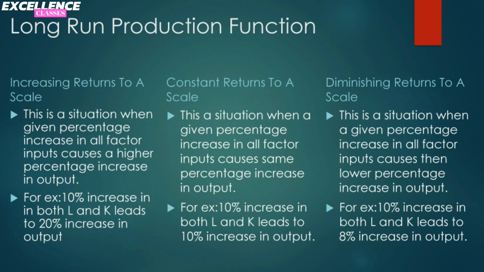In the case of increasing returns to a scale, it is a situation in which a given percentage increase in all factor inputs causes a higher percentage increase in its output. For example, 10% increase in both labor and capital will lead to 20% increase in its output. The second one is constant returns to a scale. It is a situation in which a given percentage increase in all the factor inputs causes the same percentage increase in its output. For example, 10% increase in both labor and capital will lead to 10% increase in its output.